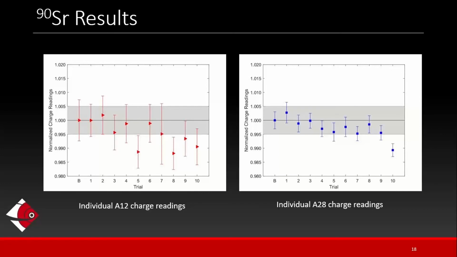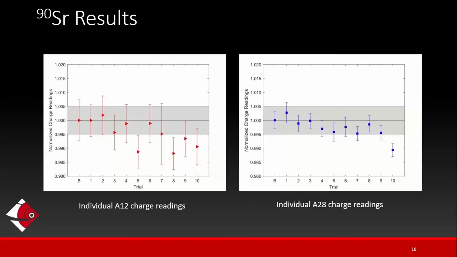Shown here are individual charge readings for the A12 and A28 ionization chambers in strontium-90. As you can see, there's a clear trend in the data, especially with that final data point outside of the 0.5% threshold. One might think that there's a problem with their chamber if only looking at one of these checks. Additionally, the A12 charge readings have a large amount of variation, with standard deviations of over 1% in some cases.